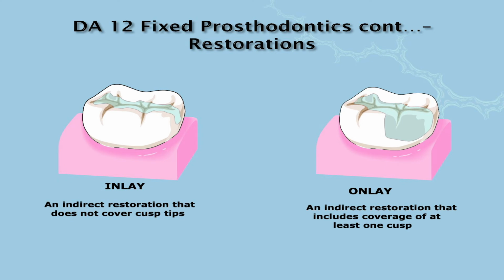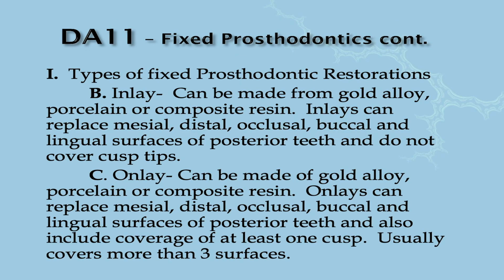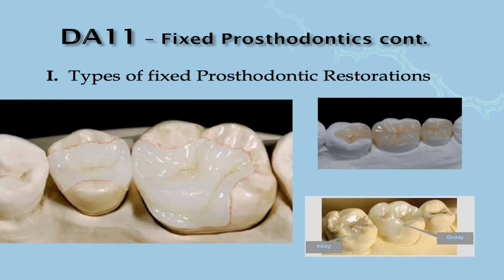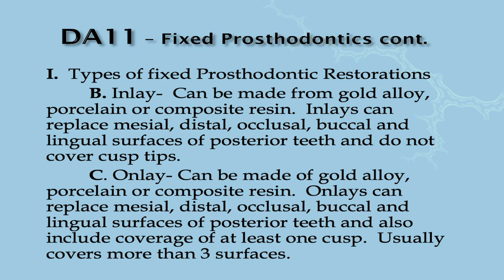An onlay can also be made of gold, alloy, porcelain, or composite material, and they do replace mesial, distal, occlusal, buccal, lingual of posterior teeth, and usually at least one cusp. So remember, inlay in between the cusps, onlay cover at least one cusp. They usually cover, though, more than 3 total surfaces.